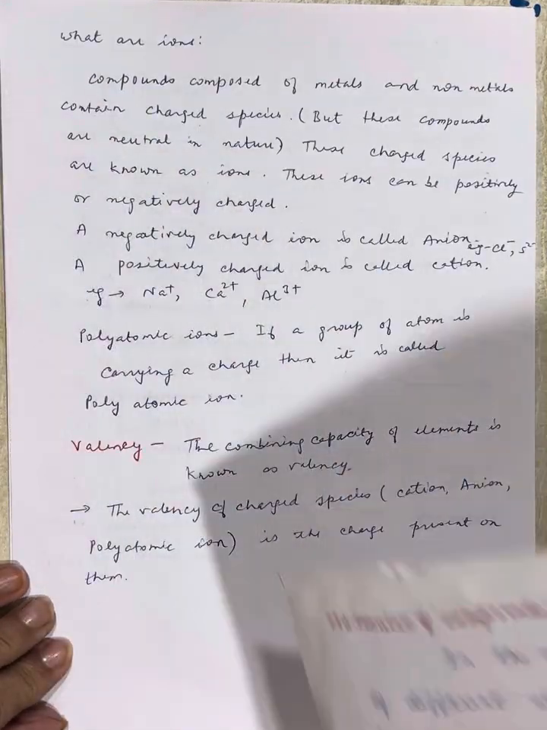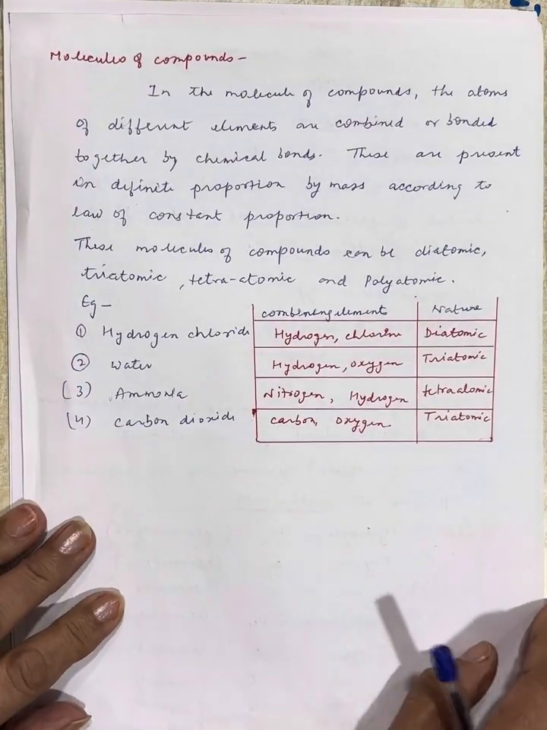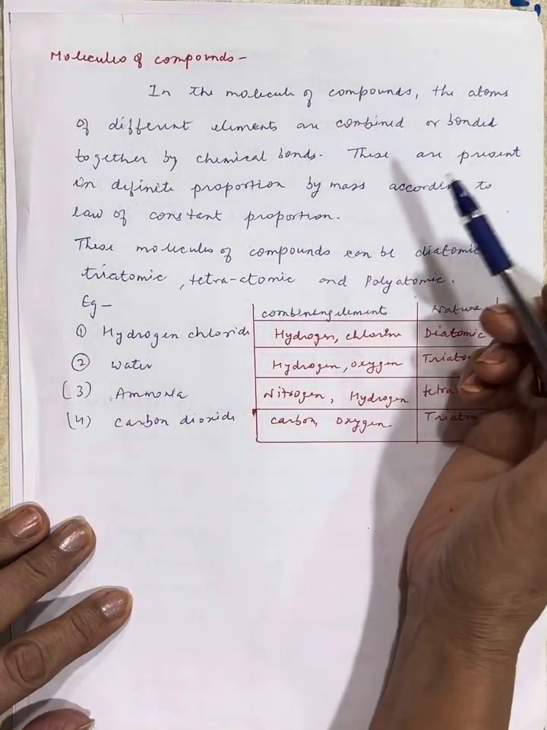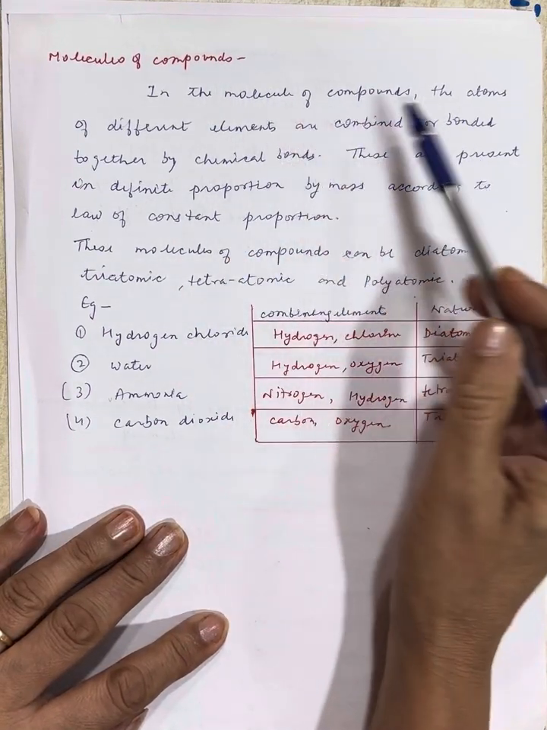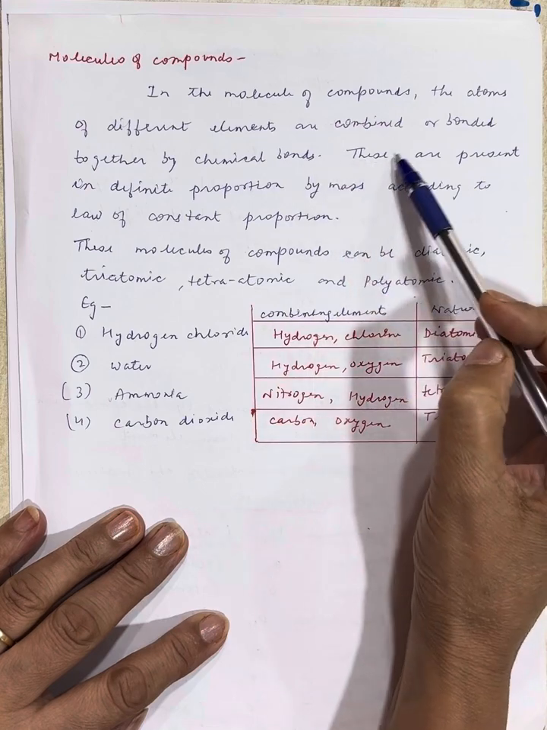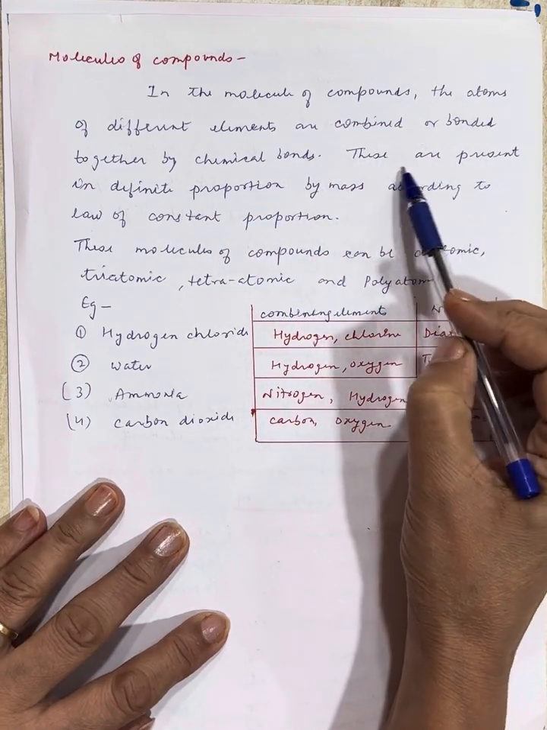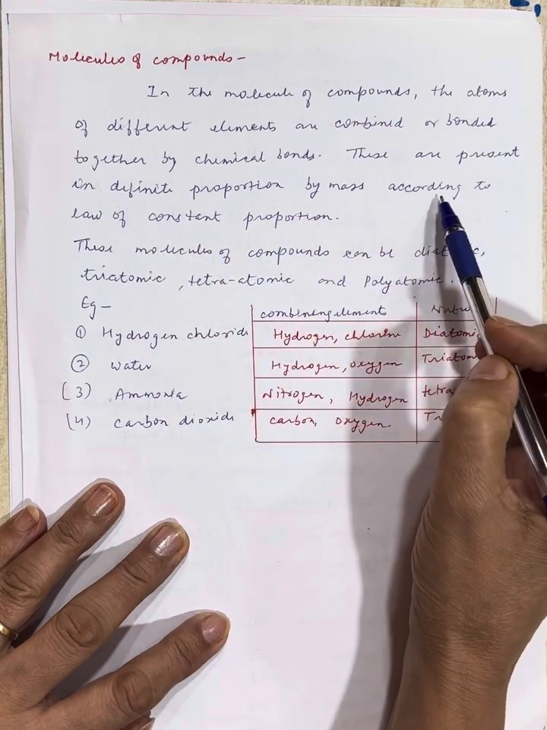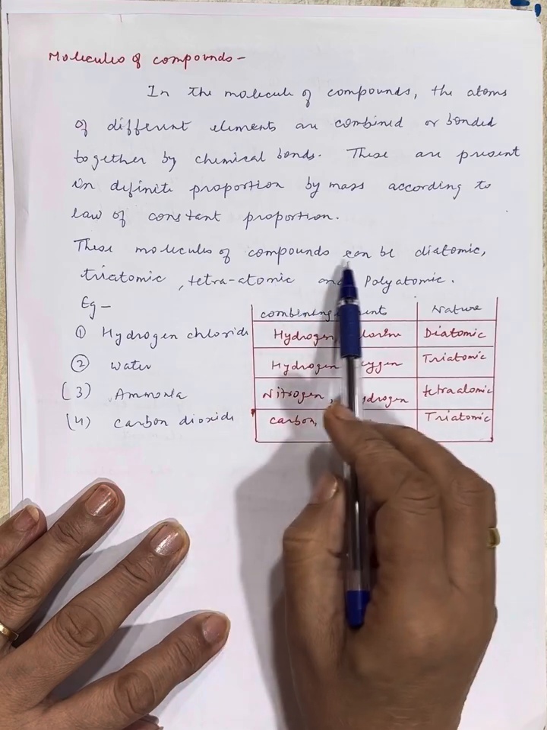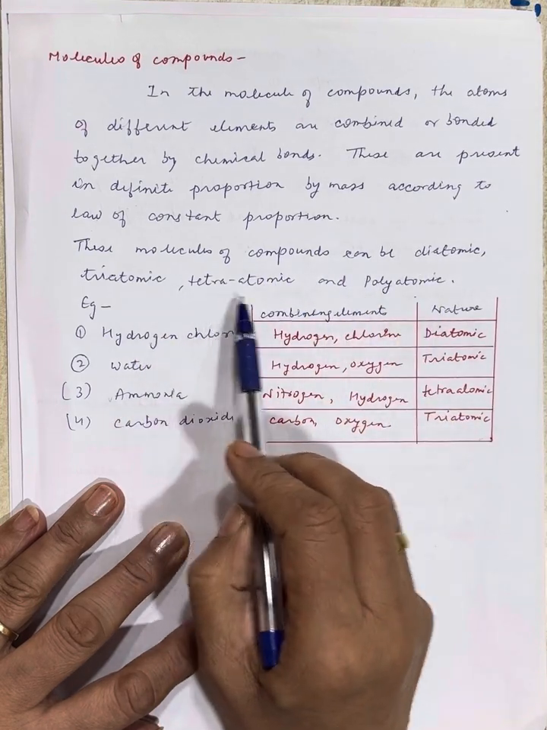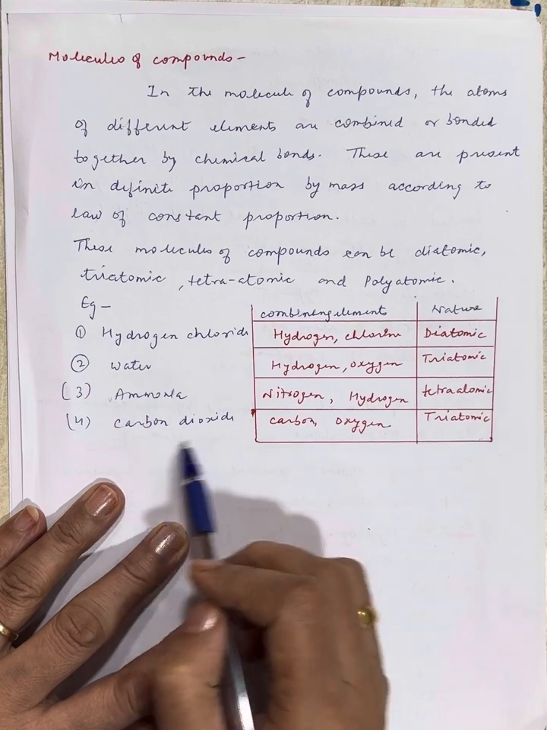Next is the molecule of compounds. In molecules of elements, only the same atoms are there, but in molecules of compounds, atoms of different elements are combined or bonded together by chemical bonds. These are present in definite proportion by mass according to the law of constant proportion. These molecules of compounds can be diatomic, triatomic, tetraatomic and polyatomic, like hydrogen chloride, water, ammonia, and carbon dioxide.